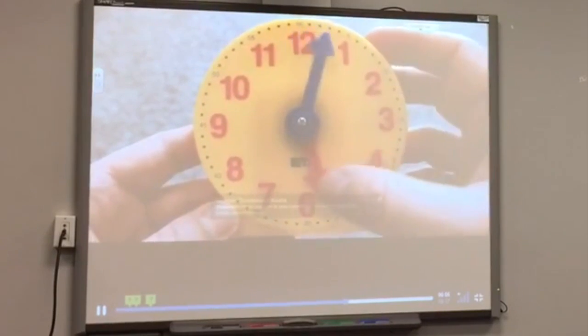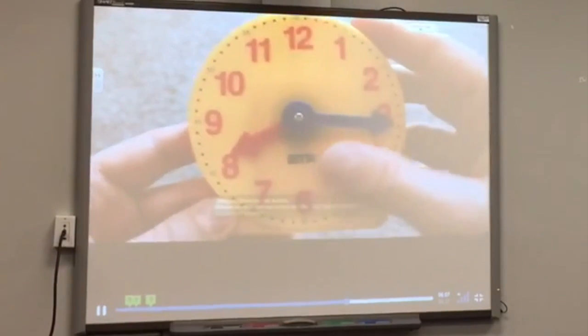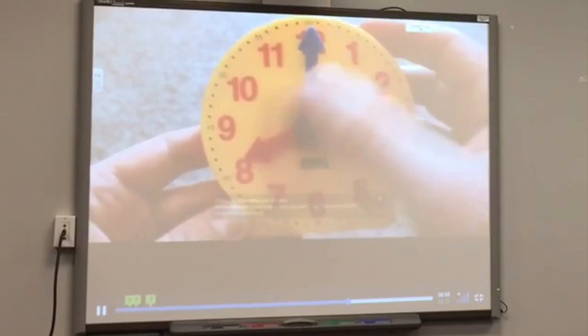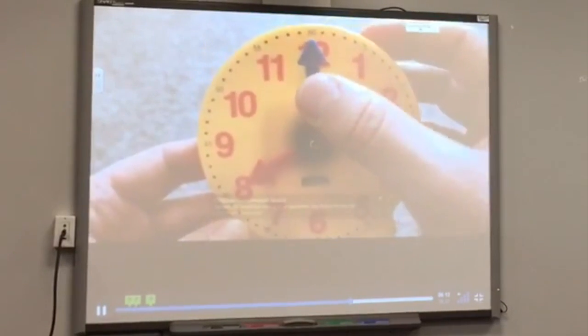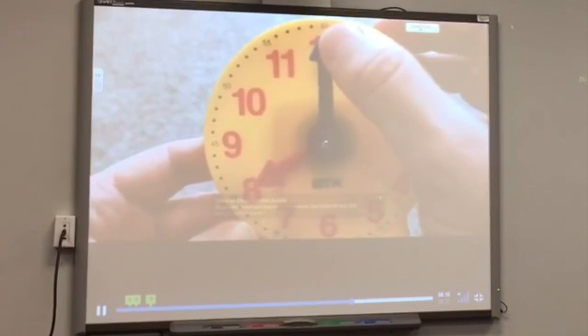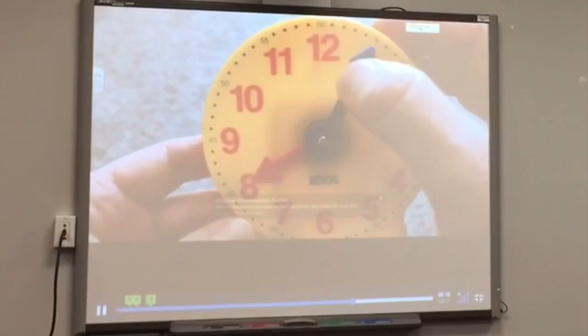So let's do a few more. Let's fast forward all the way to 8 o'clock, and we're going to skip count by 5s around the clock again, telling the time. So now we have 8. It's 8 o'clock when the minute hand's on the 60. Now we're going to move forward to the 5.